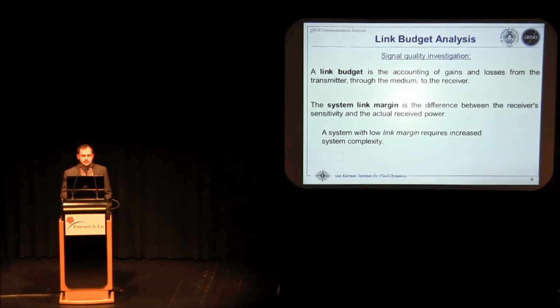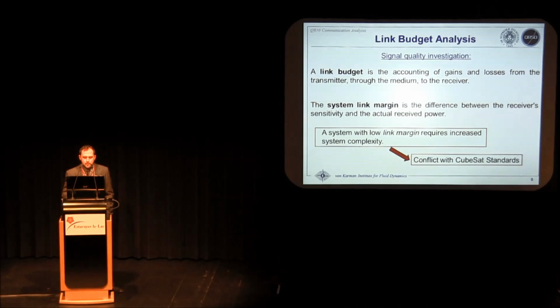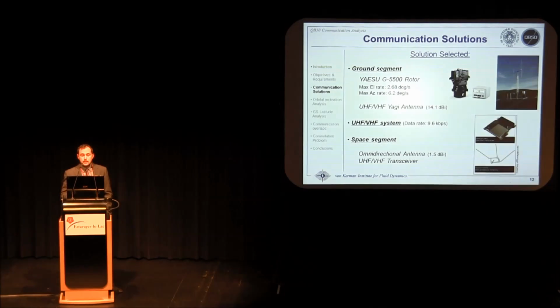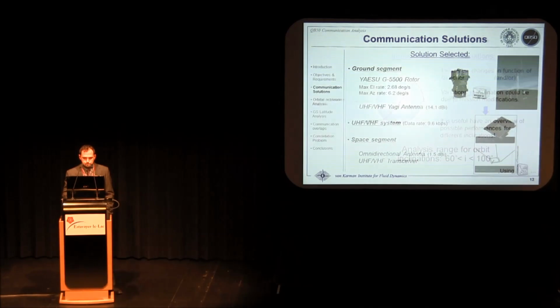In the link budget analysis, the system link margin played a primary role, because if this parameter is low, we need to increase the complexity on board of the satellite. So it is recommended to have a system link margin for low-cost system which is higher than 10 decibels. For the UHF-VHF system, we don't have problem, but for the S-band system, we found problems. So the outputs suggested me to use a UHF-VHF system with the related ground segment and space segment devices.